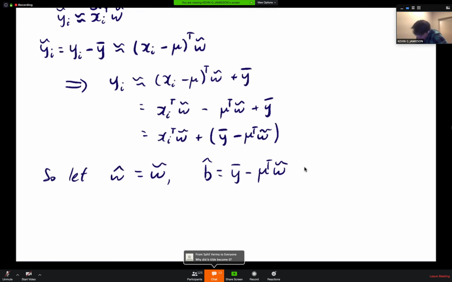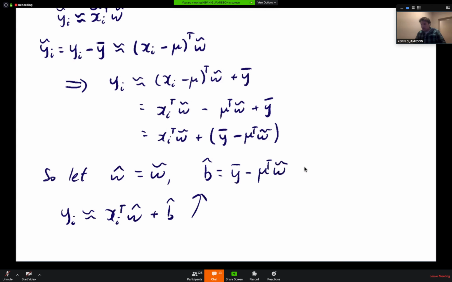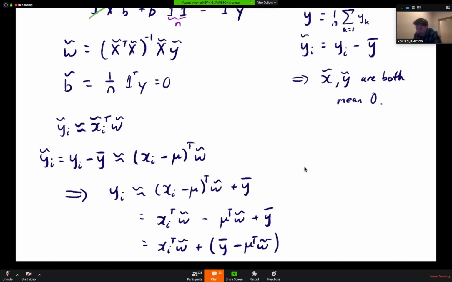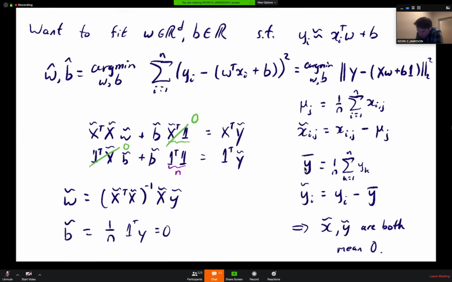And so what we have is that yi is about xi transpose w hat plus b hat, where we plug in these parameters. So what have I done here? Just to recap, I know that if my x data and my y data were normalized, meaning demeaned, these equations are very simple to solve for w and b. So if I standardize my data first, I can make these equations very easy to solve and just read them off. W tilde is equal to this, b tilde is equal to this. But that's for demeaned data.